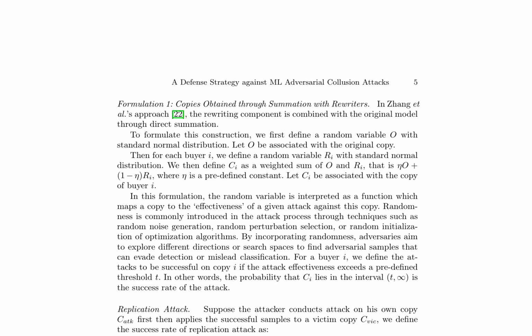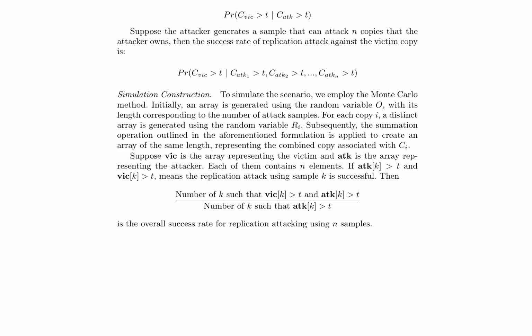The research paper discusses a defense strategy against machine learning adversarial collusion attacks. It presents two approaches: copies obtained through summation with rewriters and copies obtained through embedded attractors. The first formulation defines a random variable C as a weighted sum of the original copy and a random variable re, with the success rate calculated as the probability that C lies in the interval t infinity.